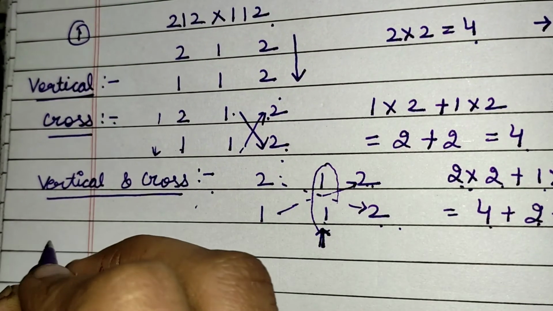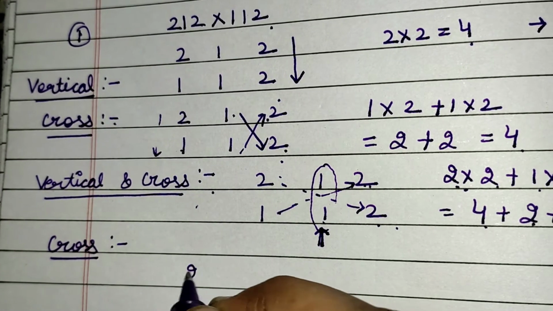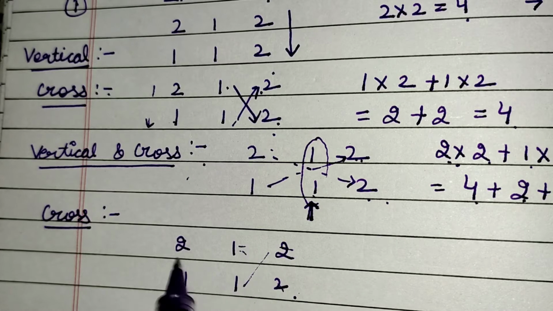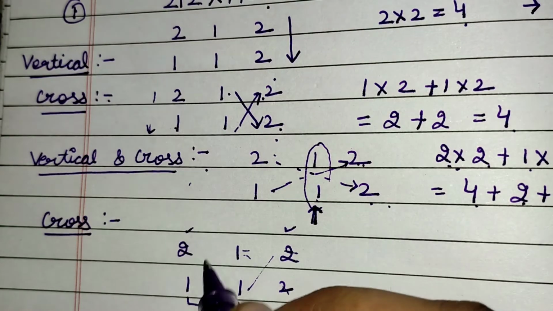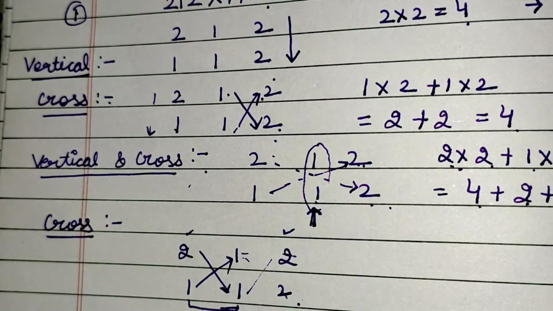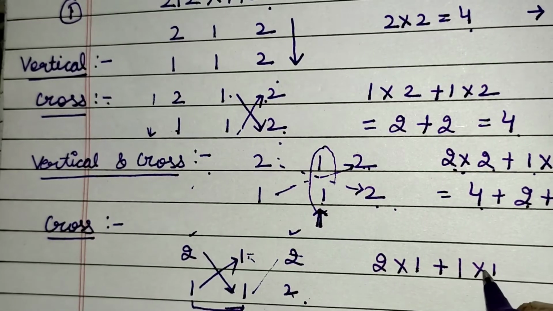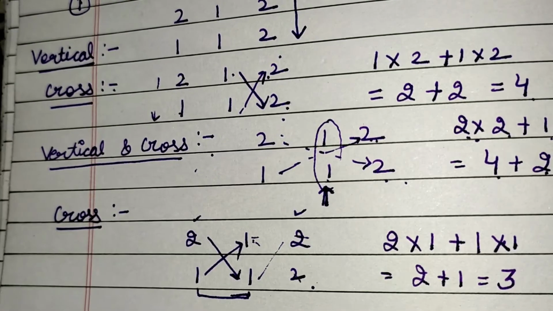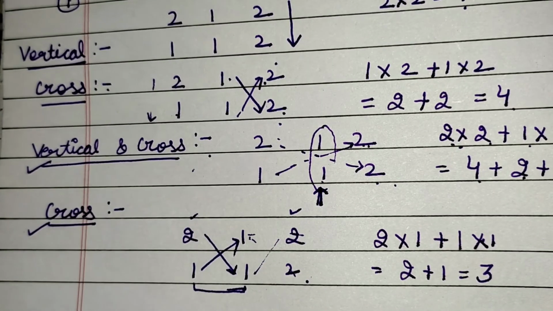Next, you have to do the cross multiplication of the remaining numbers. The remaining numbers are 212 and 112. We have done cross multiplication of these two numbers, and of these two numbers also, but we have not done the cross multiplication of these two numbers. So how will we do that? 2 into 1 plus 1 into 1, which will give you 2 plus 1, which is equal to 3. These were the two extra steps, vertical and cross, and this cross which you have to do other than in the 2-digit numbers.